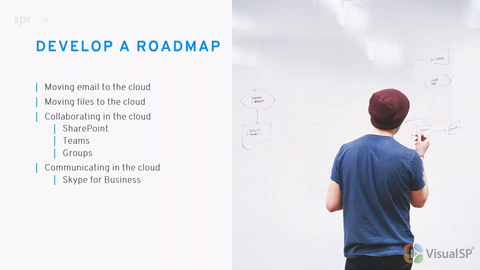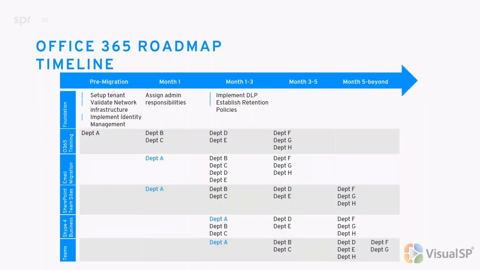Maybe you want to do Skype for Business for one group in February and another group in March, just depending on their needs and how you want to communicate it. So the roadmap helps you figure that all out. So this is just a very basic sample one. But along the top, you can see the timeline: pre-migration, month one to three, and so on. And then along the left-hand side, you can see the different activities.